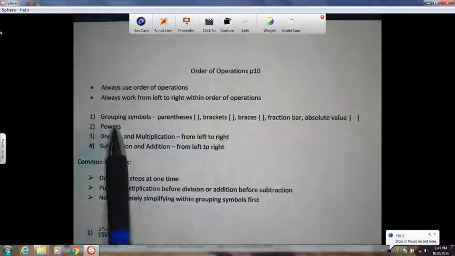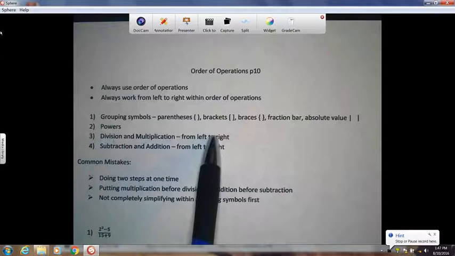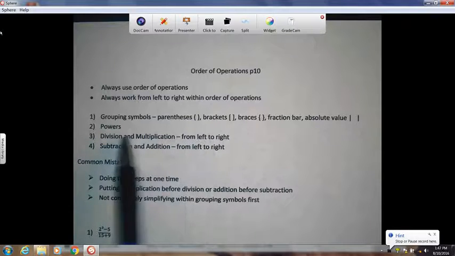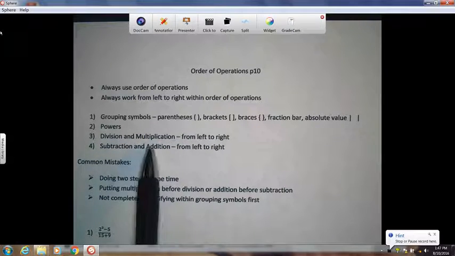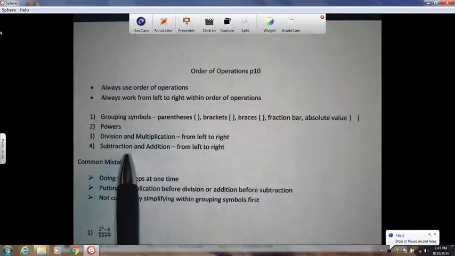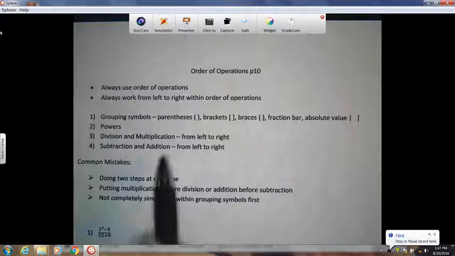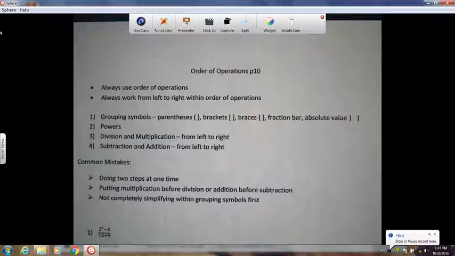Then you use powers, then division and multiplication from left to right, whichever one comes first. Then subtraction and addition from left to right, whichever comes first. Remember, multiplication does not come before division. Addition does not come before subtraction. These happen at the same time. Whichever one's on the left, you complete that first.